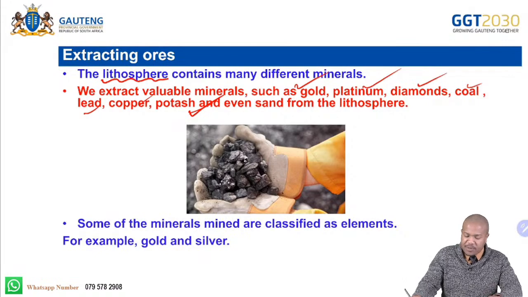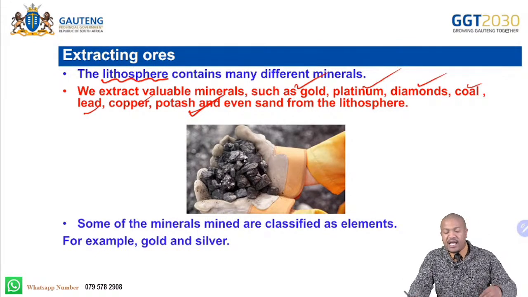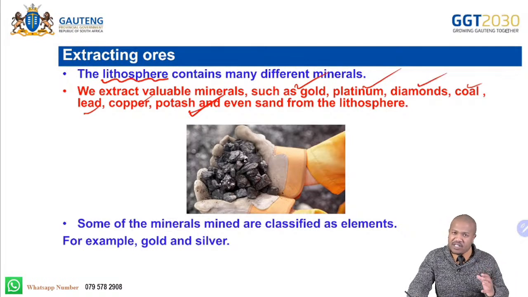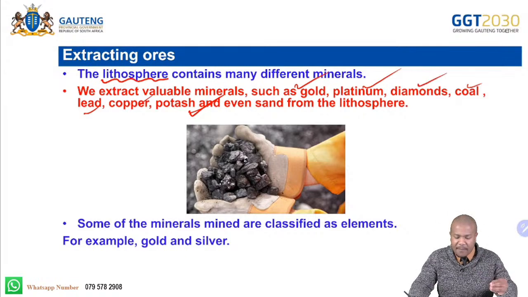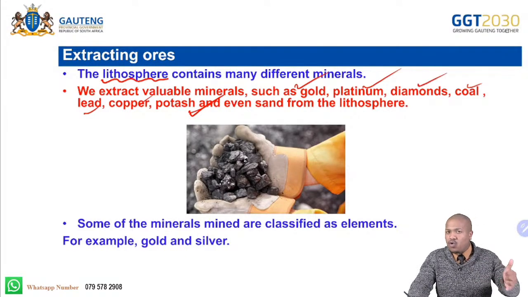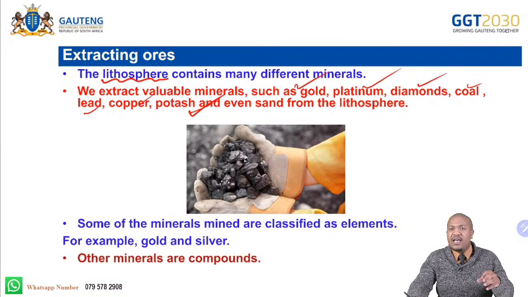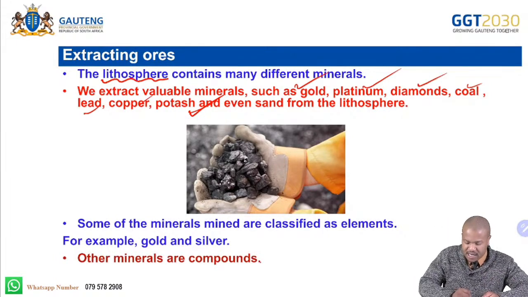So some of these minerals, they are mined and classified as elements, meaning they have the same properties throughout, right? For example, gold is an element and also silver is an element, right? They are classified and found as elements from what? From our mining industries, right?